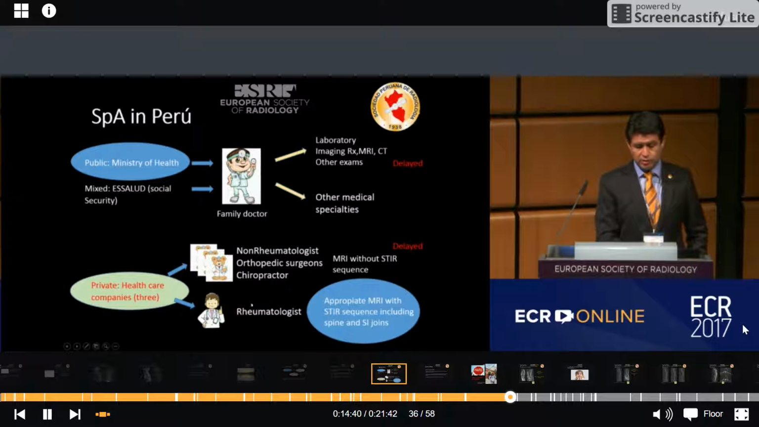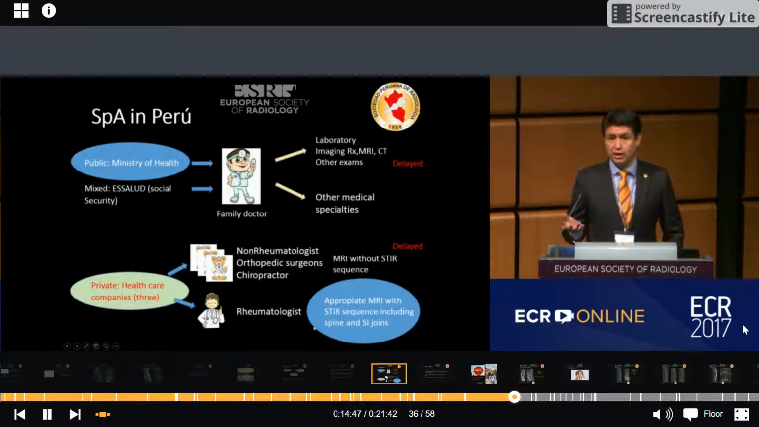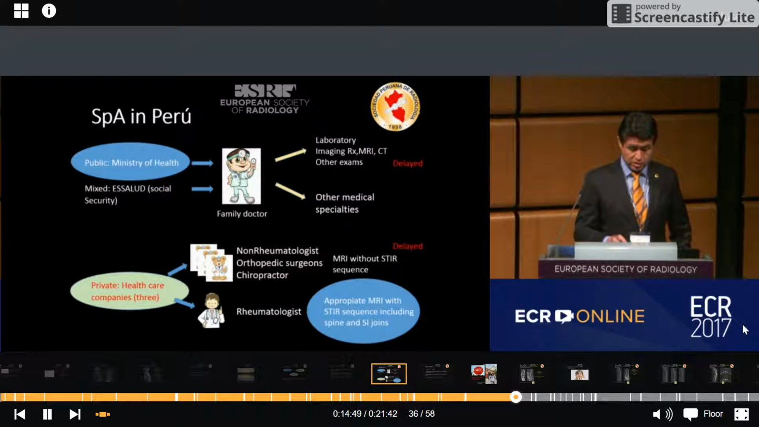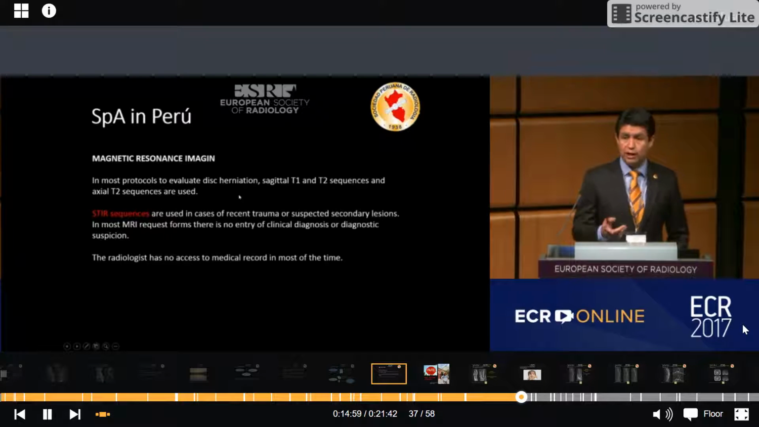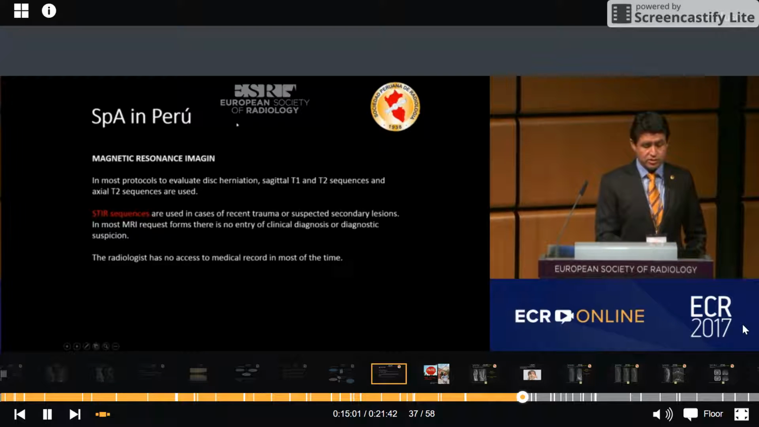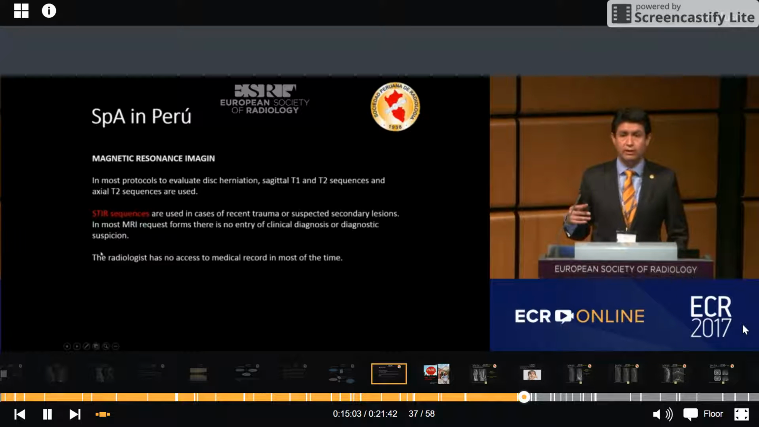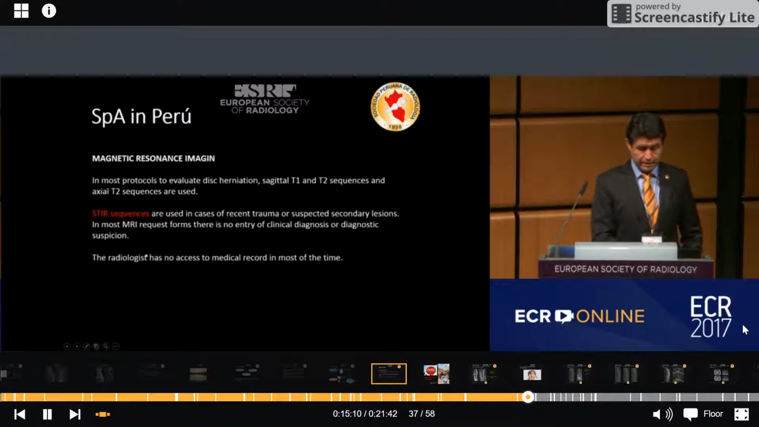If the patient is consulted by a rheumatologist, he's going to request the appropriate MRI exam with STIR sequences. Most protocols to evaluate these herniations include sagittal T1 and sagittal T2 sequences, but STIR sequences are used only in a recent trauma, or if we suspect secondary lesions.